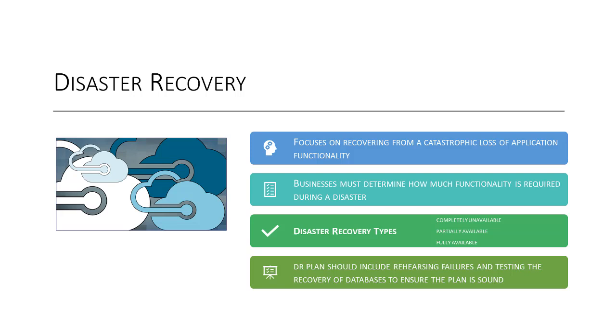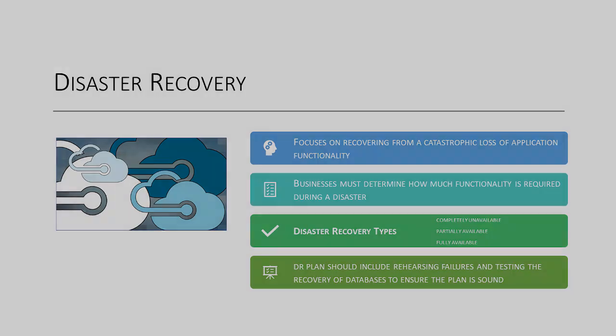Resiliency and HA strategies are meant for handling temporary failure conditions. However, executing a DR plan involves people, processes, and supporting applications that are all required to allow a particular system or application to continue functioning. Such a plan should include rehearsing these failures and testing the recovery of databases to ensure that the plan is sound. This is why you'll see companies every year perform at least one DR test to ensure that they can continue functioning in the event of a disaster.